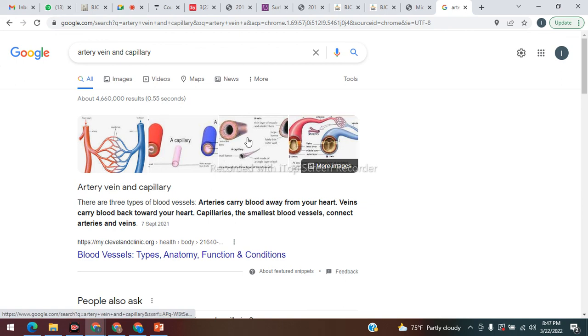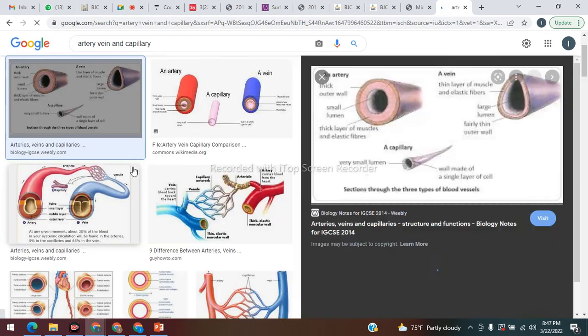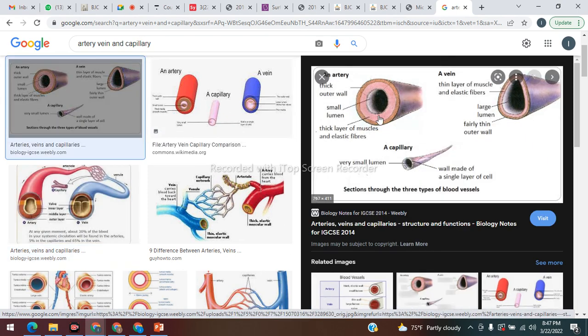So this is a diagram to show you the three. As you can see, the artery has a small lumen, a thick outer wall, and a thick layer of elastic fibers. It's designed so that it could take high pressure. But if you look at the vein, you see how big this lumen is, very large. But look at its walls, they're very thin, with a thin layer of elastic fibers. This is the vein, and the vein has valves too.